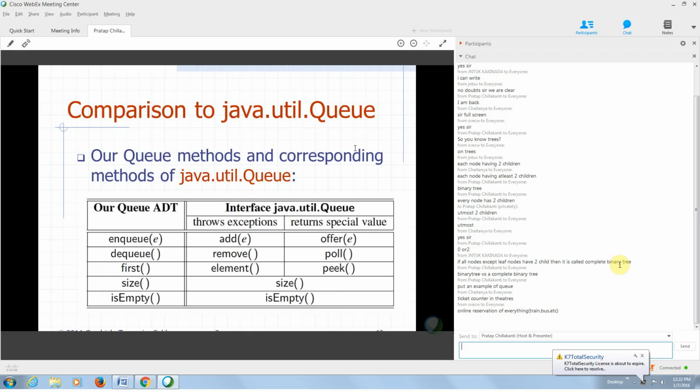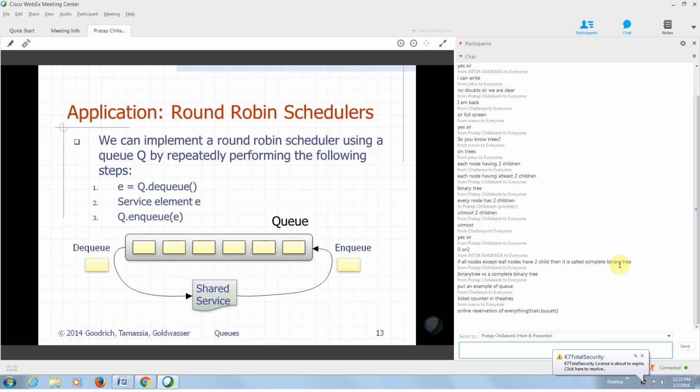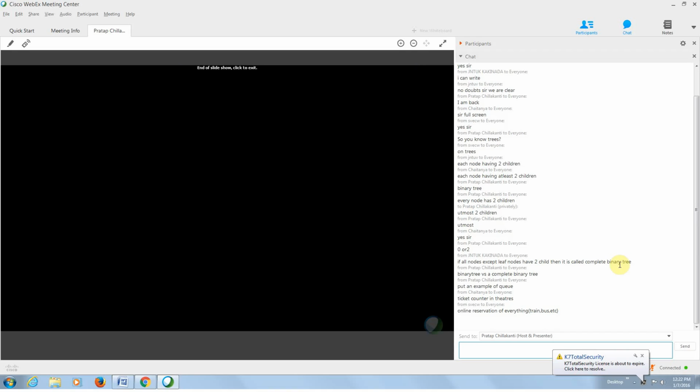Somebody here commented saying online reservation of everything, train, bus, etc. is a queue. Yes, I agree. Here are some examples of queues, showing you the round robin queue, which we talked about. Any questions, comments on that?